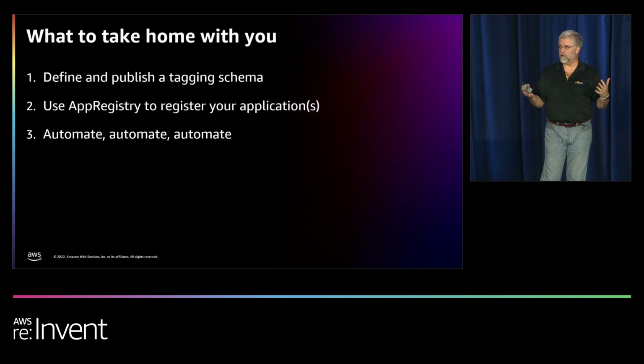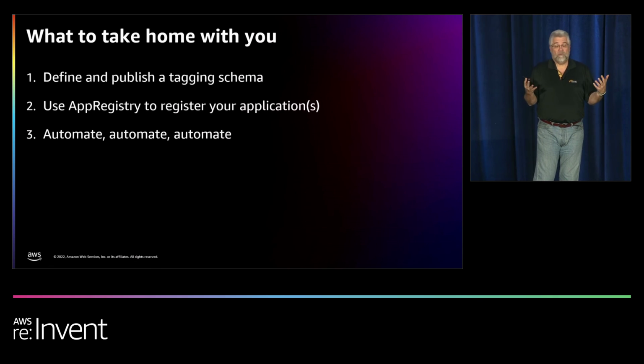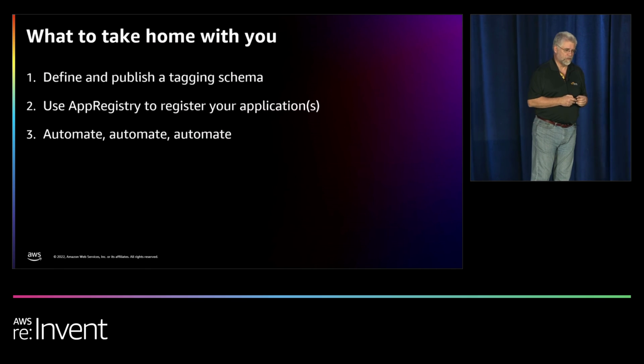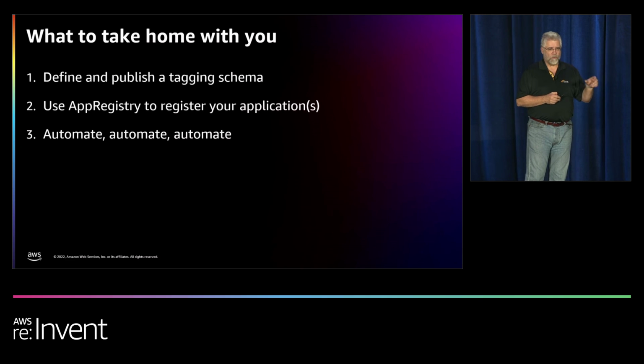Use Resource Explorer as a way of identifying where there's a mismatch. You probably already have a lot of resources deployed that you might have tags on. Find resources that are not meeting your standard. Take advantage of Resource Explorer. Use AppRegistry as a way of doing this organization, as it takes away a lot of the pain of having to try to figure out how to group it.